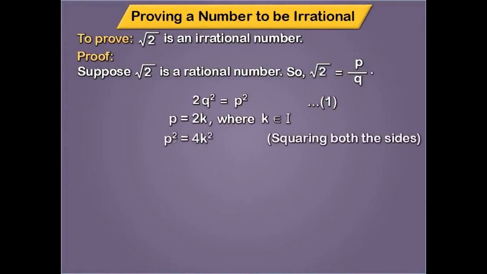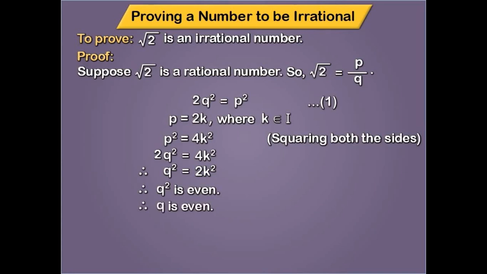Next, on squaring both sides of the equation, you get p square is equal to 4k square. Now, on substituting the value of p square in equation 1, you get 2q square is equal to 4k square, which gives q square is equal to 2k square. As the expression on the right-hand side is a multiple of 2, you can say that q square is even, which further means q is even.